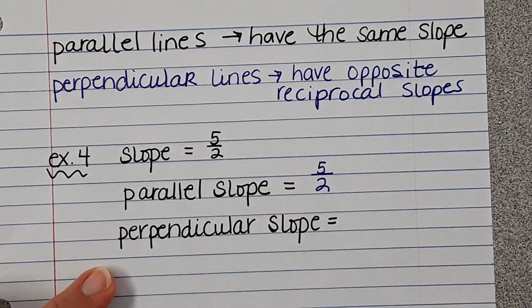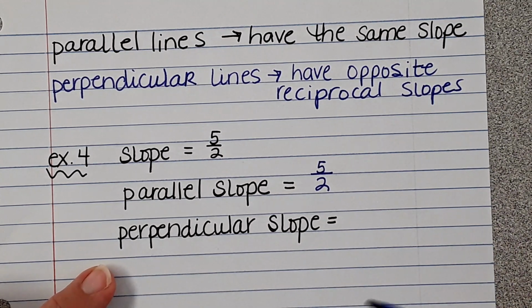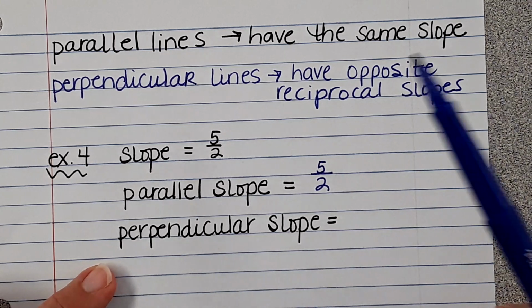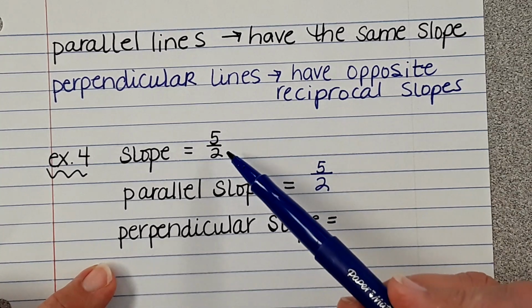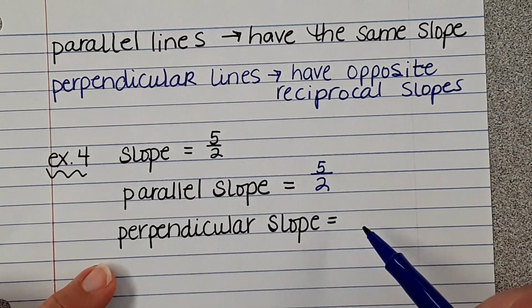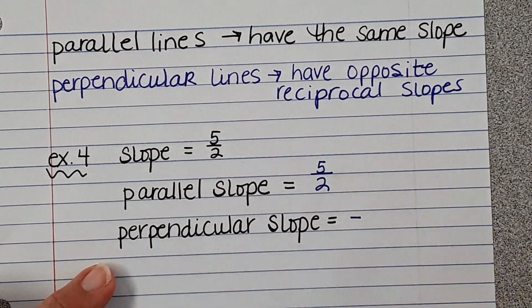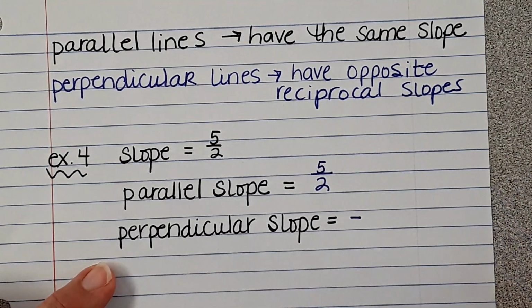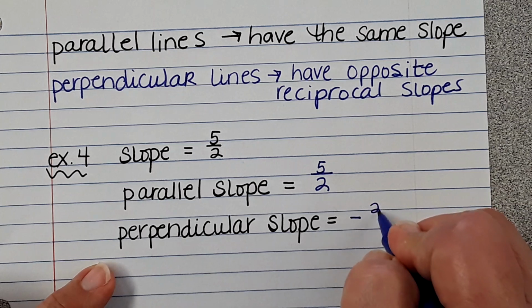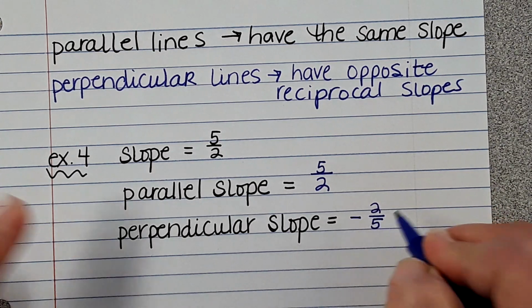Perpendicular slope. If I tell you the two lines are perpendicular, or I tell you to find the perpendicular slope, they have opposite reciprocals. So 5/2 is positive, so what will the new slope be? Negative. And then the reciprocal, so the reciprocal of 5/2 is? And that's your answer.